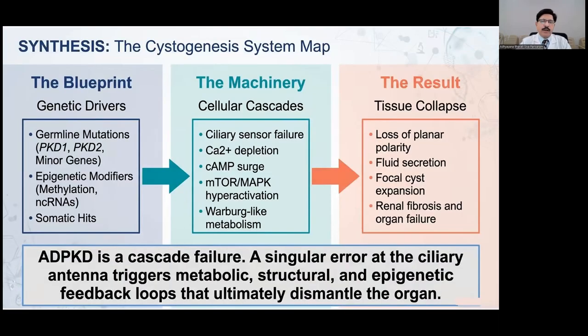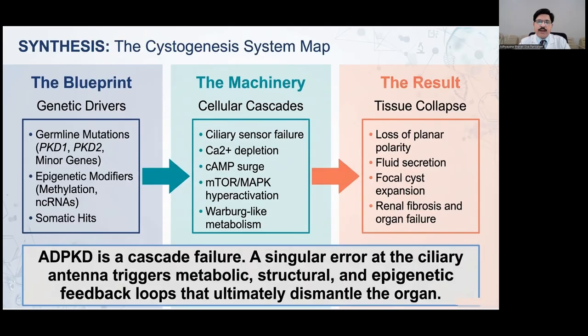Now, the blueprint, the machinery, and the result. What is the blueprint? Now we know the blueprint is germline mutation, PKD1 and PKD2, and of course other minor genes. Epigenetic modifiers, methylation of the RNAs. Somatic hits, the third hit. Okay, machinery: ciliary sensory failure, intracellular calcium is depleted, cyclic AMP surge is there, mTOR and MAPK hyperactivation occurs, and then metabolism is shifted to an anaerobic type of metabolism. The result is loss of planar polarity, fluid secretion, focal cyst expansion, renal fibrosis, and organ failure.